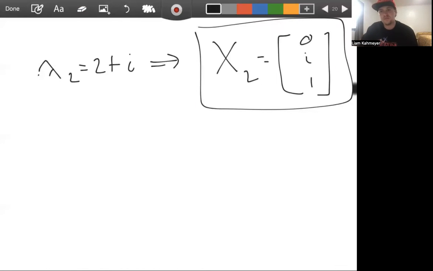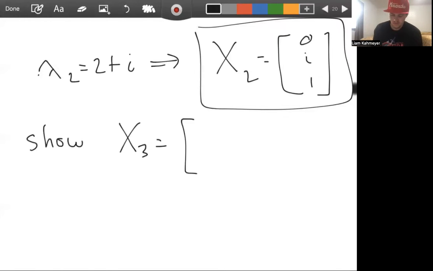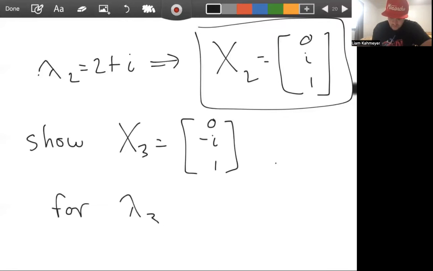And so you can see the process is the same here, and you can do the same thing for x3. Here's an assignment, not literally, but show that x3 is equal to 0, negative i, 1. That's corresponding to lambda 3 equals, I believe it was 2 minus i. So you go through the same process.